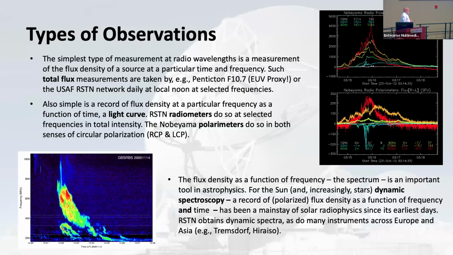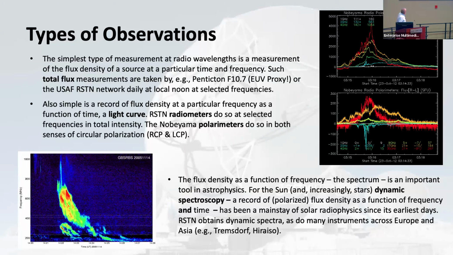All right, types of observations. Well, the simplest thing you can do is simply measure flux density of a source at a particular time, at a particular frequency. And this has been done since the birth of radio astronomy. It's done at Penticton at 10.7 centimeters, and it's a valuable data set in and of itself because it's a proxy. It's tightly correlated with EUV. So the aeronomists, the people who study the ionosphere, are interested in the time series of these measurements because it represents several decades of the waxing and waning of the solar cycle and the EUV incident on the top of the atmosphere producing the ionosphere.